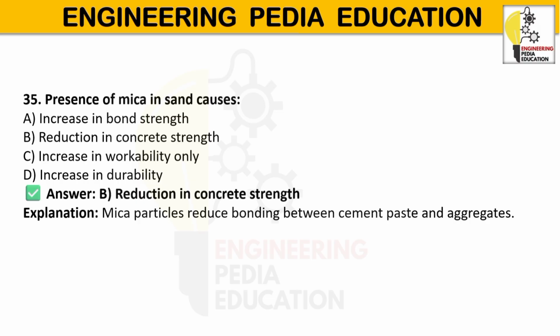It reduces the bond between cement paste and aggregate, decreases concrete strength, increases water demand, reduces durability of concrete, and may cause segregation and poor surface finish. Mica is harmful because it reduces the bond between cement and aggregate, increases water requirement, and lowers the strength and durability.